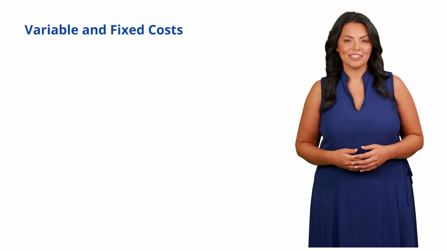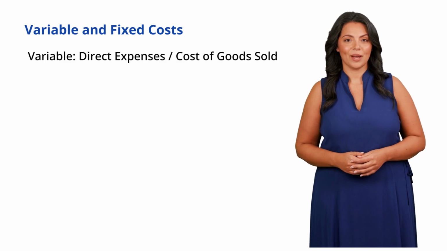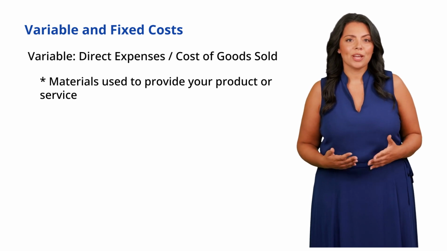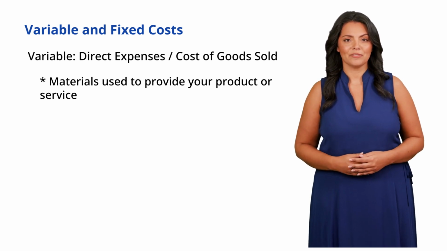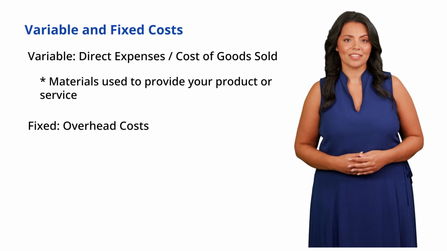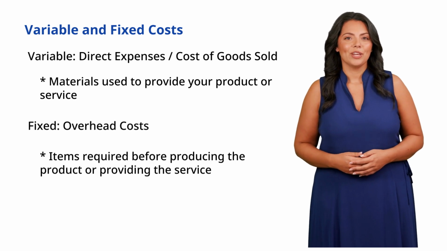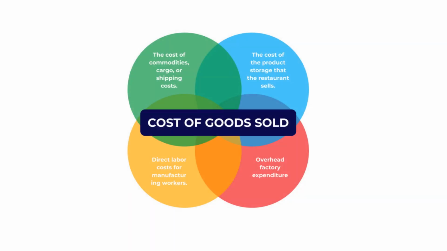Expenses are determined based on variable and fixed costs. Variable costs are the expenses that fluctuate in price, which often includes all the materials used to provide your product or service. These are often called direct expenses or cost of goods sold. Fixed costs are the expenses that stay constant. Fixed costs are everything you need before producing the product or providing the service. Often these are referred to as overhead costs. The variable costs or cost of goods sold are the expenses that often change depending on how much you sell.